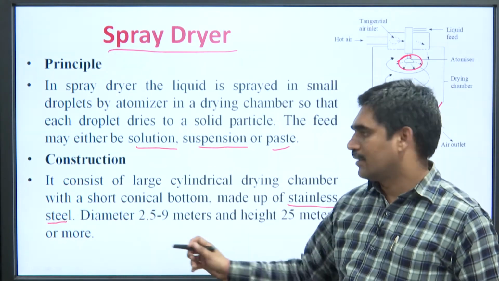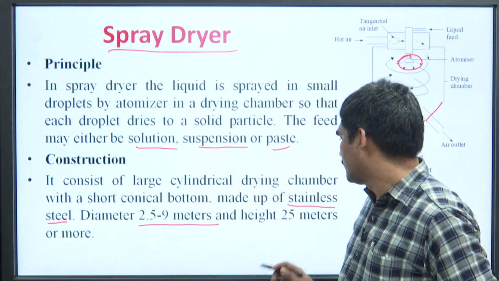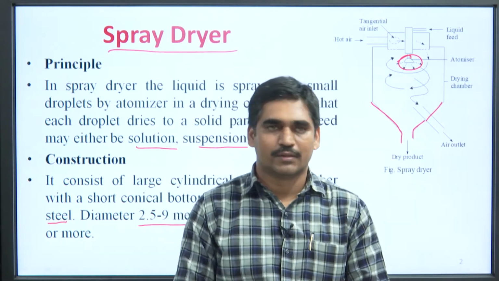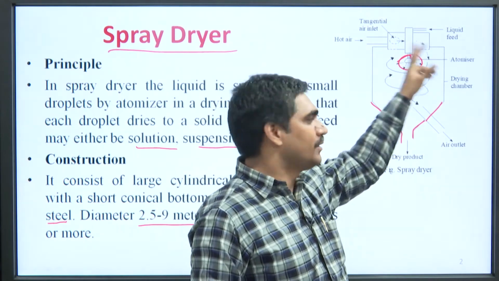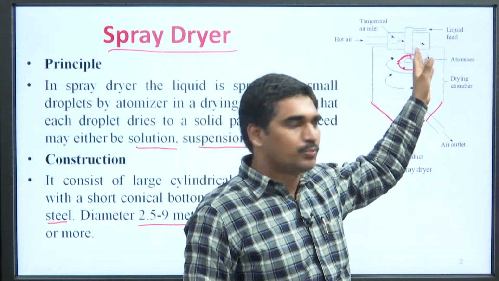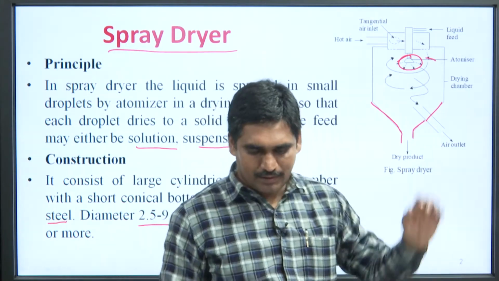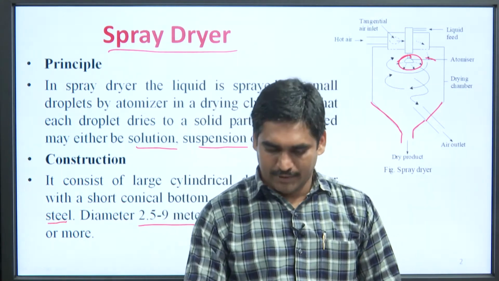The diameter of this dryer is 2.5 to 9 meters and the height is around 25 meters or more.